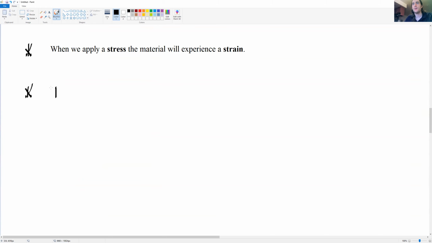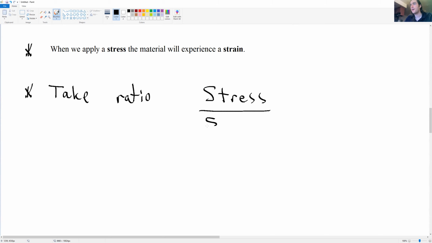So we are going to have another bullet point, but I'm going to write this one by hand. Take ratio, stress over strain. Okay, we're going to form this ratio of stress over strain, and we're going to set it equal to some constant. Why are we setting it equal to a constant? That's kind of bizarre, right?